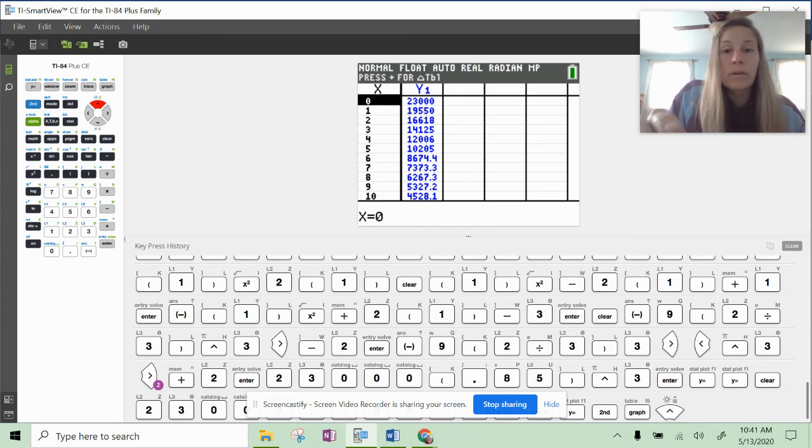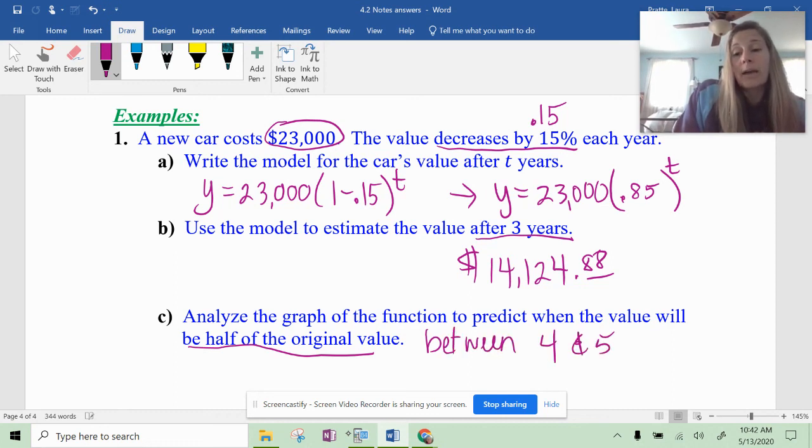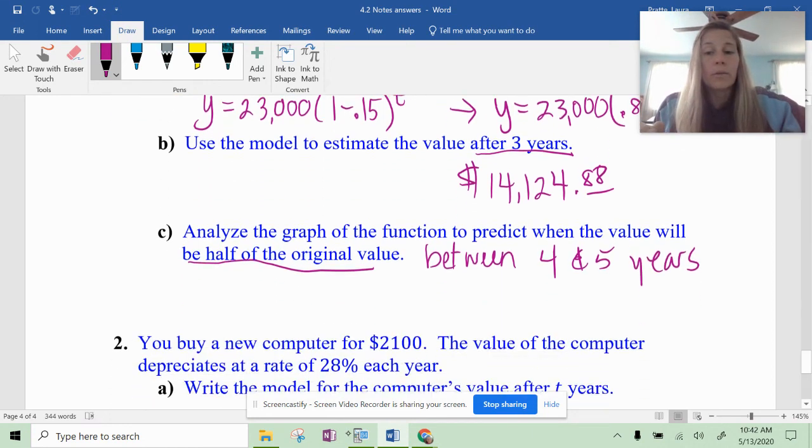So half of 23,000 is what? 11,500. So after how many years was it about half? So you'd say probably like maybe 4.5 years, or something like that, because between 4 and 5 years, it went from 12,000 and it dropped down to 10,000. So somewhere in that 4 to 5 year range is when. So you'd say, predict when the value will be half the original, and you might say like between 4 and 5 years. Okay. All right, so let's do the next one.